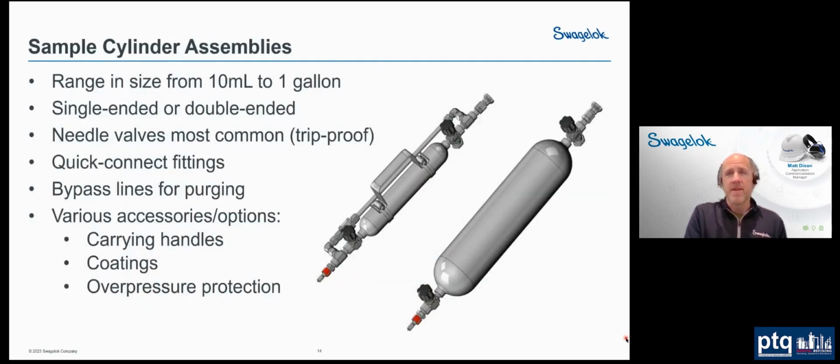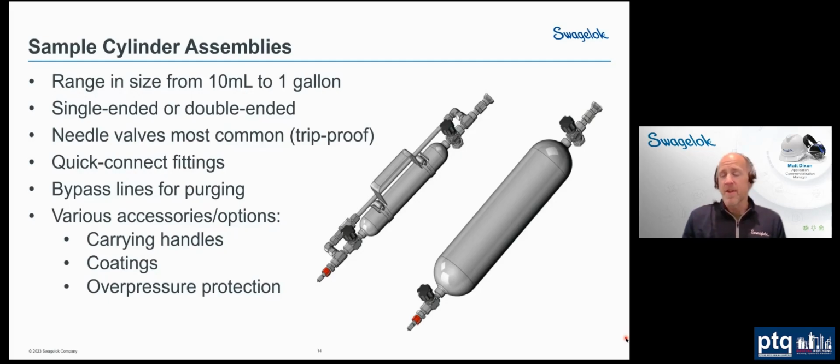Sample cylinder assemblies can have a lot of variation to them, but they all look somewhat similar. You have that cylinder in the middle, typically ranging from little baby 10 milliliter sample cylinders all the way up to 1 gallon cylinders. They can be single-ended, but the vast majority are double-ended, and you're actually flowing through the sample cylinder.